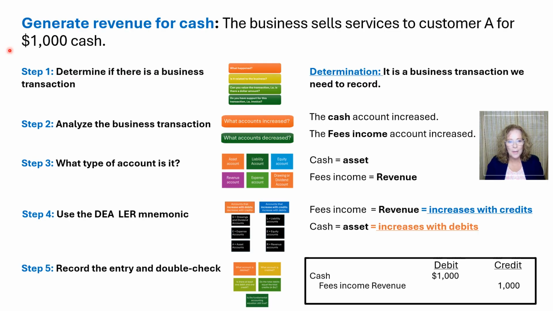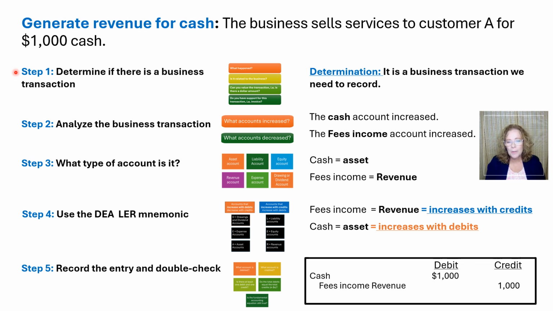In this next transaction, the business sells services to a customer for cash for $1,000. So step one, let's determine if this is a business transaction we need to record. What happened? The business generated revenue for cash. Is it related to the business? Yes. Can you value the transaction? Meaning, is there a dollar amount? Yes. The dollar value is $1,000.